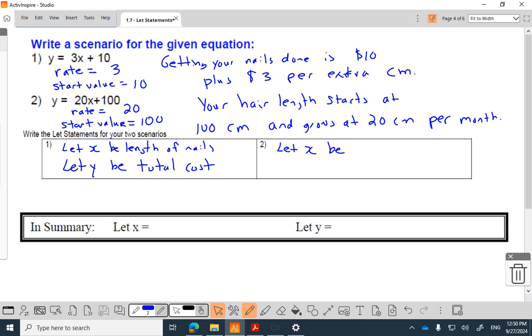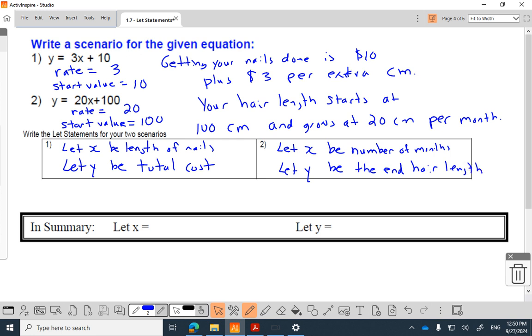But if you were going to predict it, if you're going to say my hair is going to be this length after this much time, I need to know how much time has passed. So let X be number of months. Once I have that, you'll be able to use it to get the hair length.